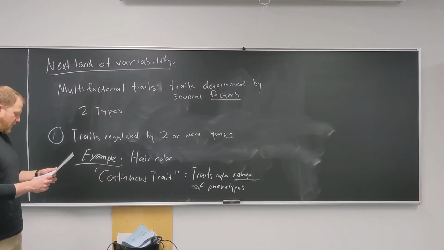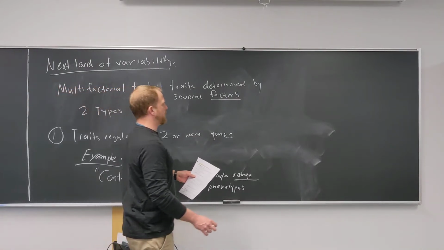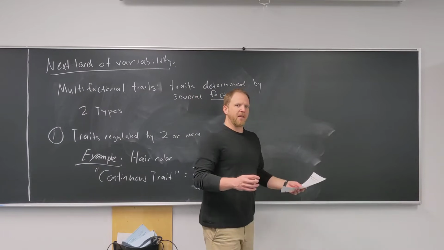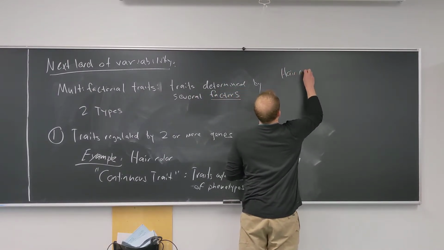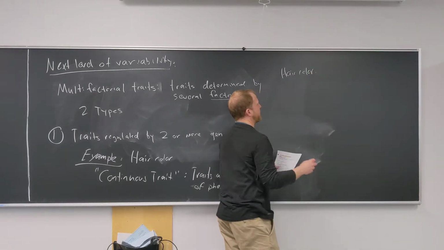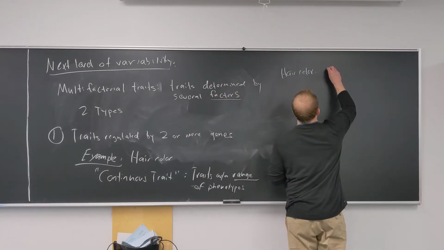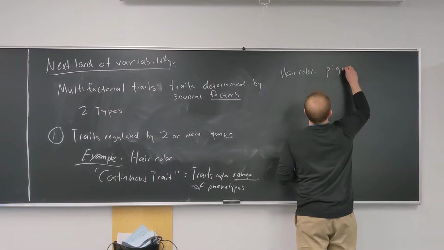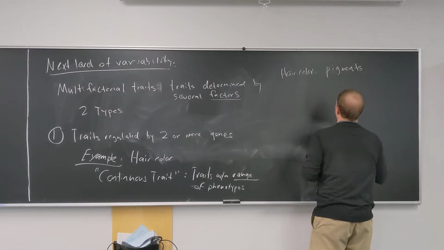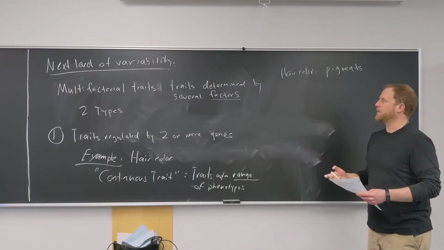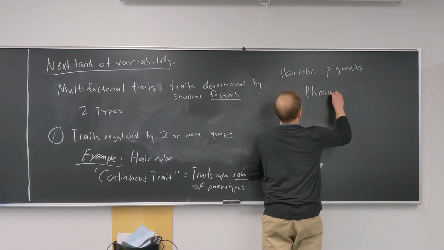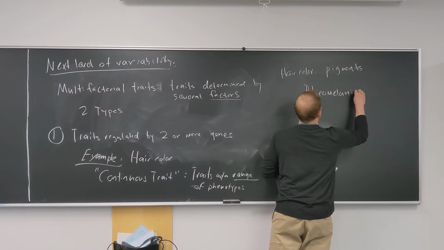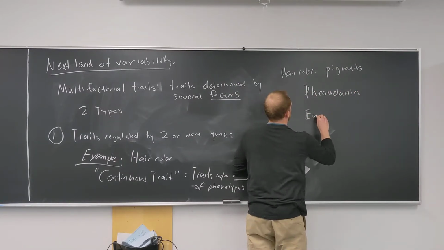Okay, where are we at? So let's think about hair color a little bit. Let's think about the chemistry of hair color. Hair color is determined by pigments, just like in flowers. There are two main pigments that regulate hair color. One of them is called pheomelanin. The other is eumelanin.